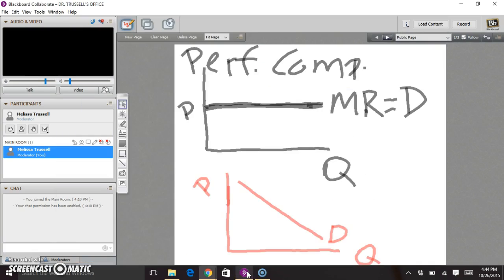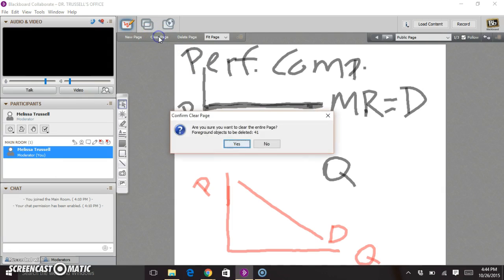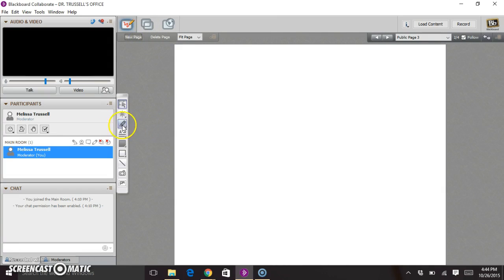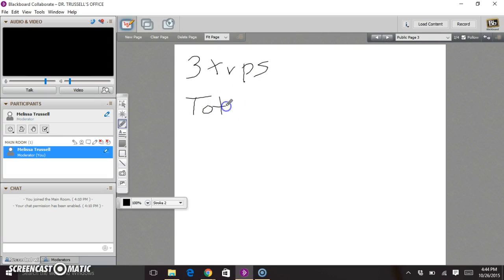So I'll go write that down so we can compare it. Oh, no, I don't want to clear the page. I want a new page. Okay, so if we choose to provide 3 trips, our total revenue equals 3 times 8, or $24. Alright, so this is an equal sign. I know it's ugly. Excuse my handwriting.